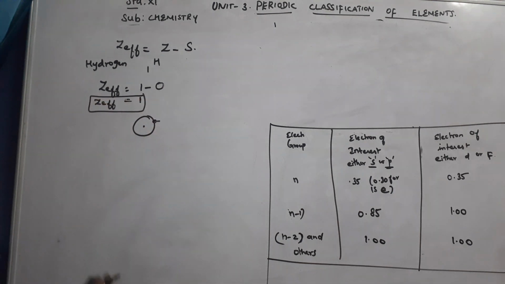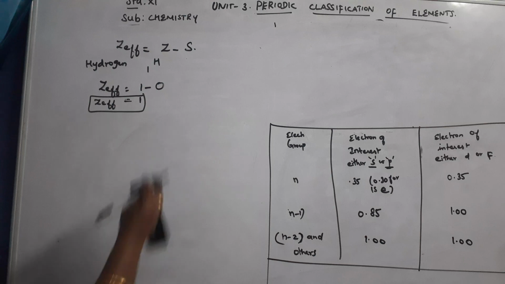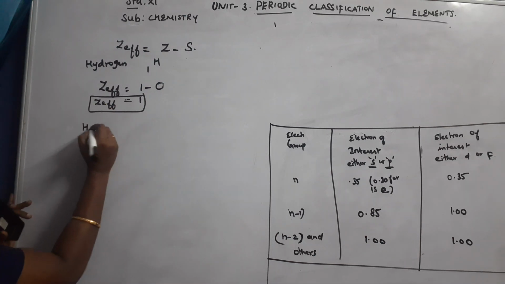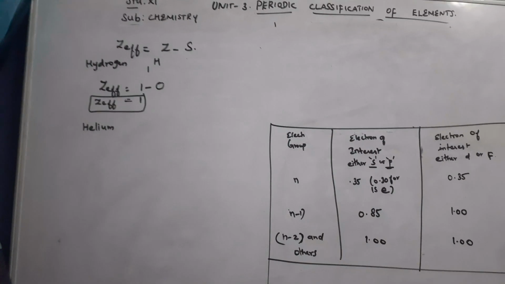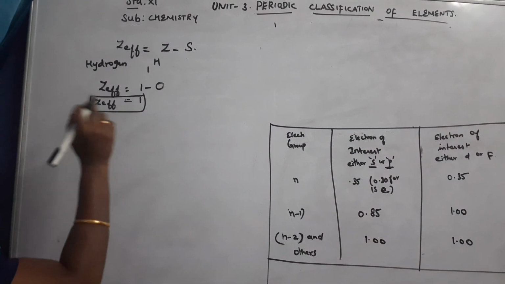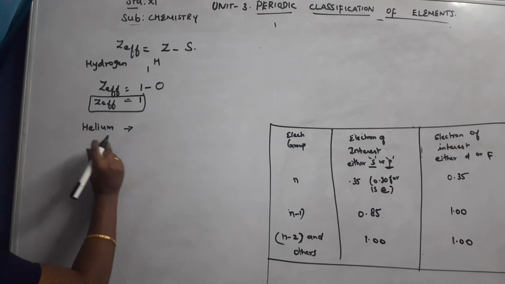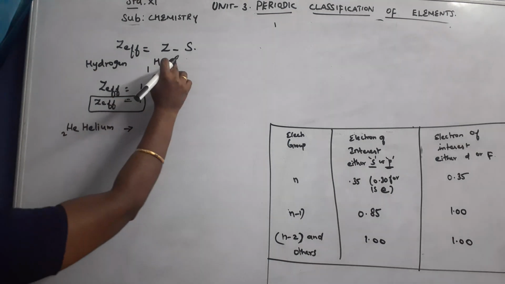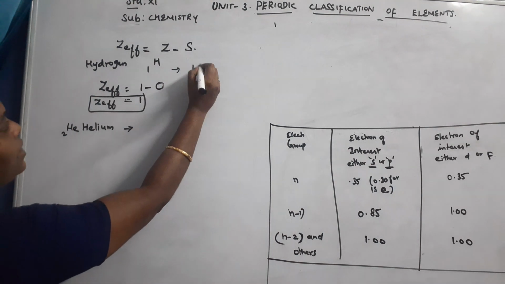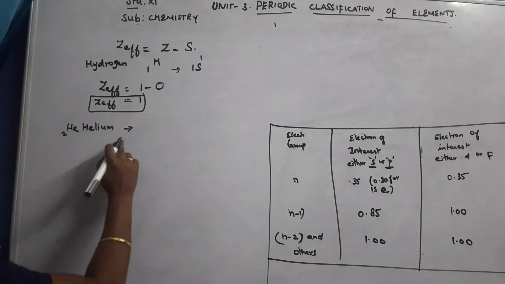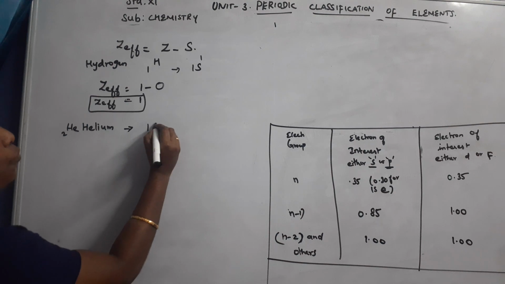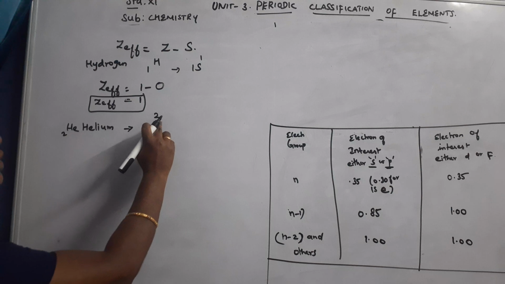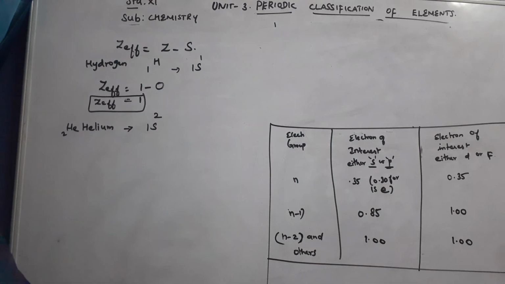Suppose we calculate the effective nuclear charge for helium. First we have to write the electronic configuration of helium. What is the atomic number for helium? 2. If we write the electronic configuration for hydrogen, it is 1s1 only. For helium, atomic number 2, therefore 1s2. Now we are going to calculate the effective nuclear charge of an electron present in the 1s orbital.